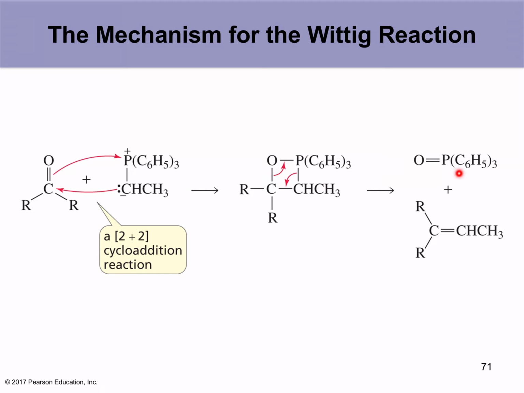phosphorus. So you form this phosphine oxide, and then the alkene, you just form the alkene you want. So these 2 alkyl groups come from the starting aldehyde or the ketone. In this case it's a ketone. And then the other carbon substituents would be whichever you started with to form your ylide. Okay, that's how the Wittig reaction works.